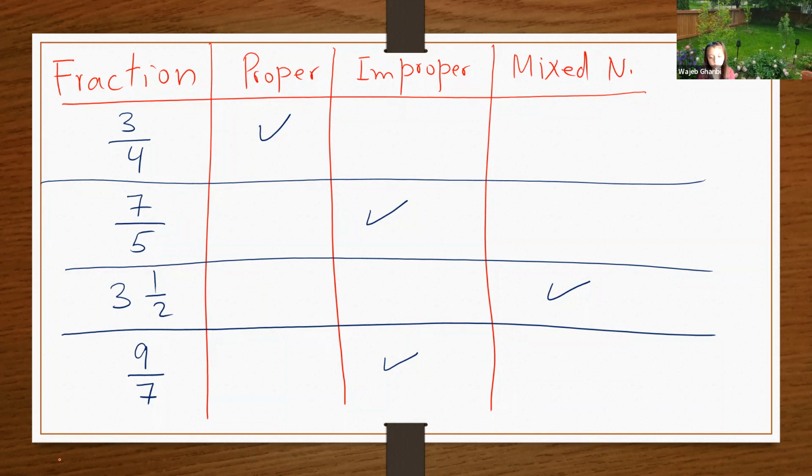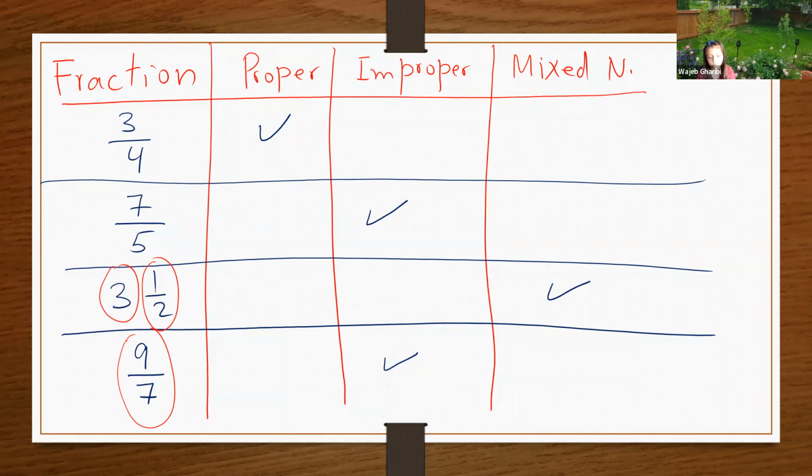Okay, how about 3 and 1/2? 3 and 1/2 is a mixed number because it has a whole number and a fraction. Okay, how about 9/7? 9/7 is improper because 9 is greater than 7.